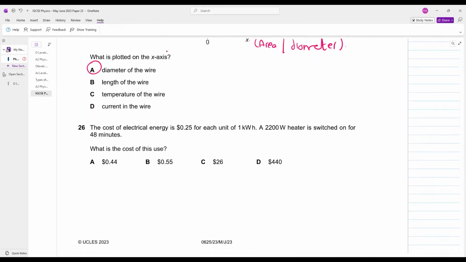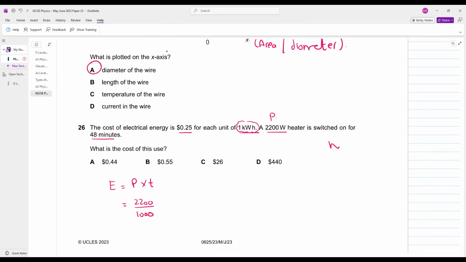The cost of electrical energy is $0.25 for each unit of 1 kilowatt hour. Okay. A heater has a power of this and is switched on for 48 minutes. First of all, let's calculate the energy. Energy is equal to power into time. Now you have to find the energy in terms of kilowatt hours. What will you do? You will convert your power into kilowatts.